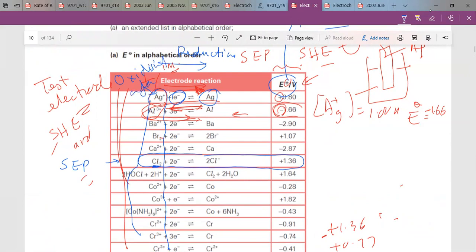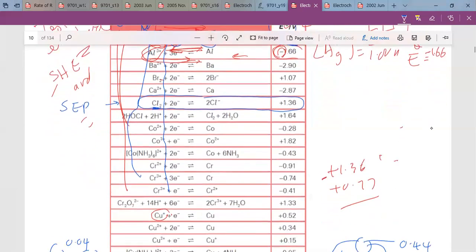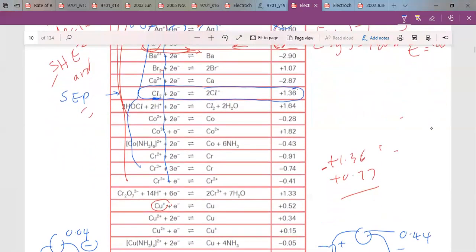So how good they are as oxidizing agents will depend on the charge and then the amount. Positive means that it will occur, right? If the amount is a very big positive, that means it will occur very strongly. For example, look at chlorine. Cl2 plus two electrons to go to two Cl minus is plus 1.36 volts. So it is a powerful oxidant.